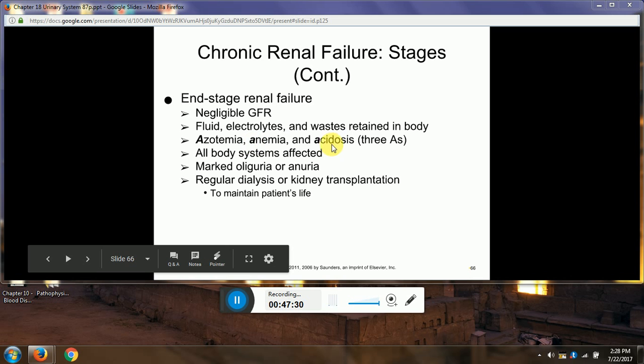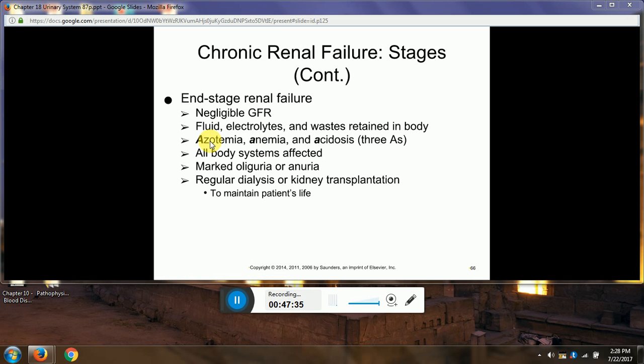Azotemia means that the urea and creatinine remain in the blood. All body systems are affected because these are all, again, toxins. Marked oliguria or anuria. So a sign of renal failure would be that there's no urine being made. These individuals have to go through regular dialysis or undergo kidney transplant in order to maintain their life.